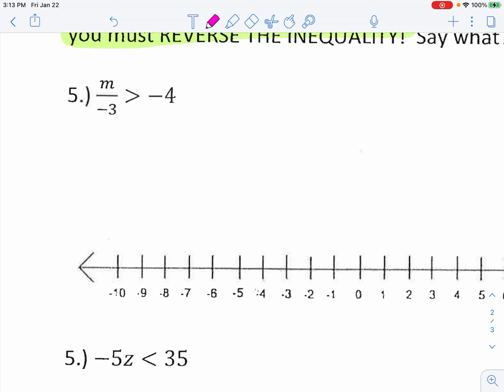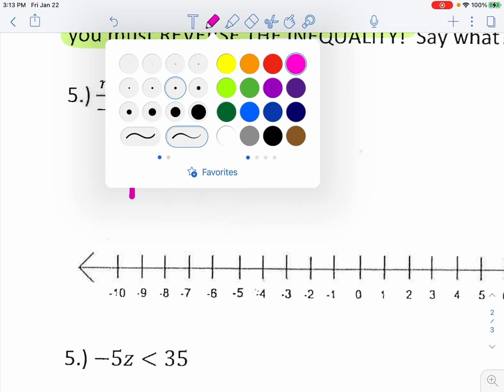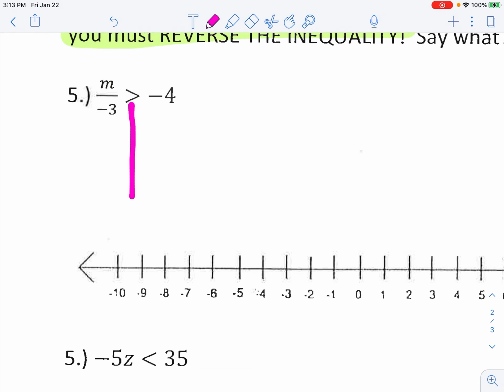Okay, so first of all, my m is on the left, so I can go ahead and start solving. So what number divided by -3 is greater than -4? So the opposite of dividing by -3 is multiplying by -3.